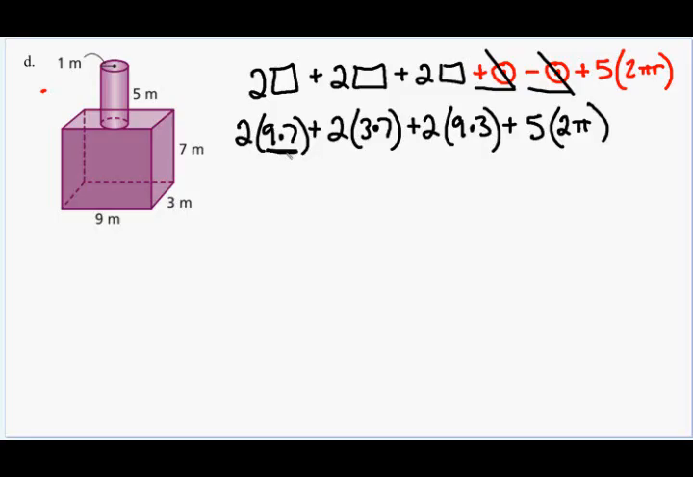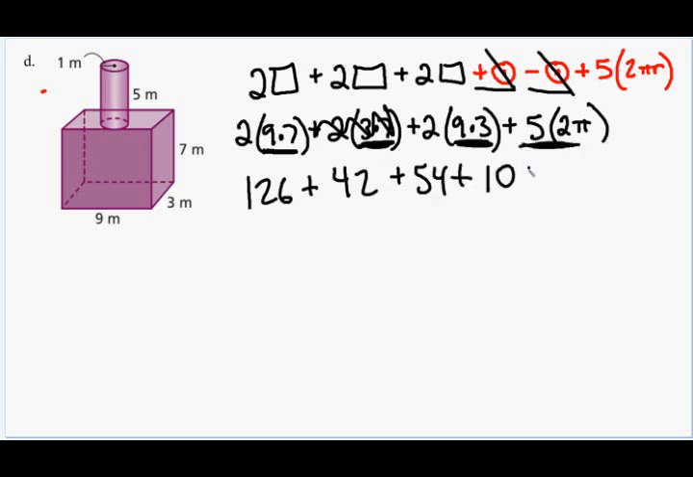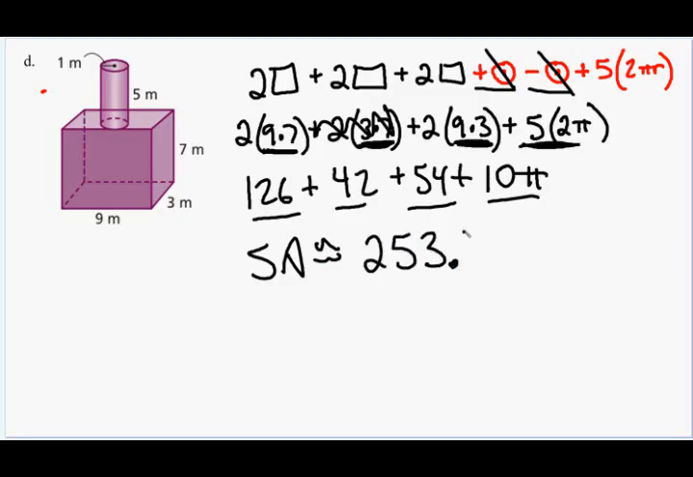So let's see here. 9 times 7 is 63. And if we double that, we get 126. Plus 3 times 7 is 21. And if we double 21, we get 42. 9 times 3 is 27. And if we double that, we get 54. Plus 54. And then we're going to have plus 2 times 5 is 10, 10 pi. So 54 plus 42 plus 126 plus 10 pi. We'll just do it in our calculator and round off our pi. Surface area is approximately 253.42 meters squared. Nice.